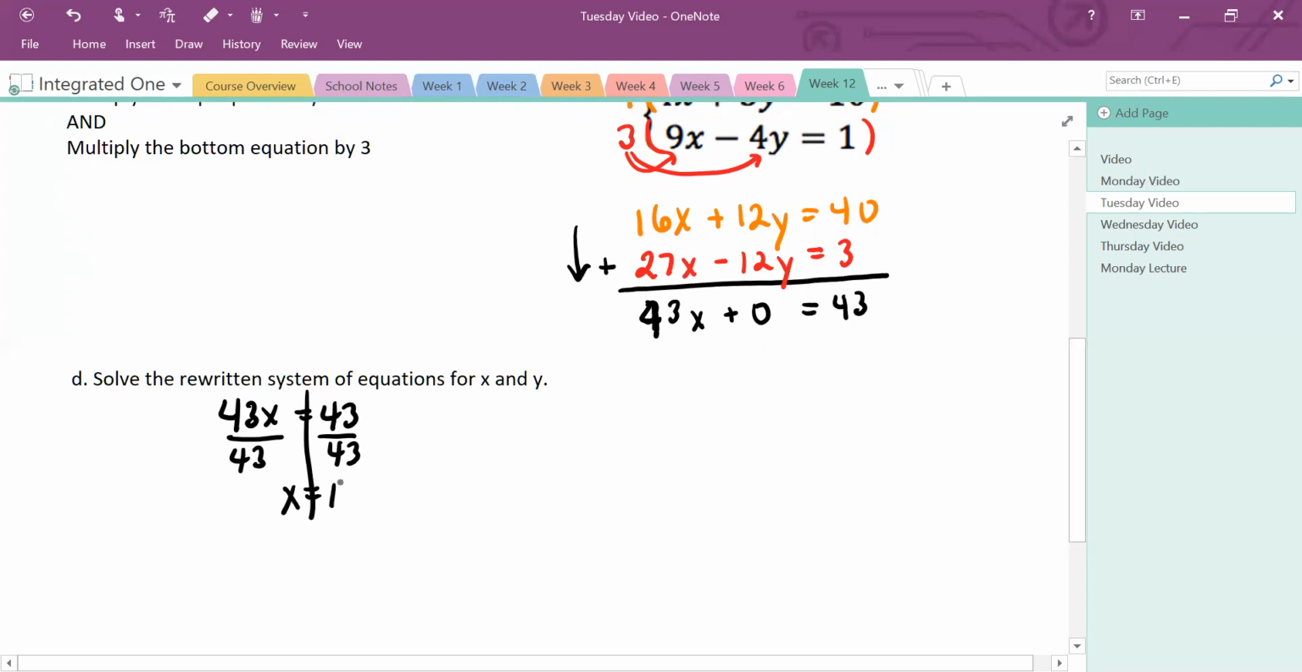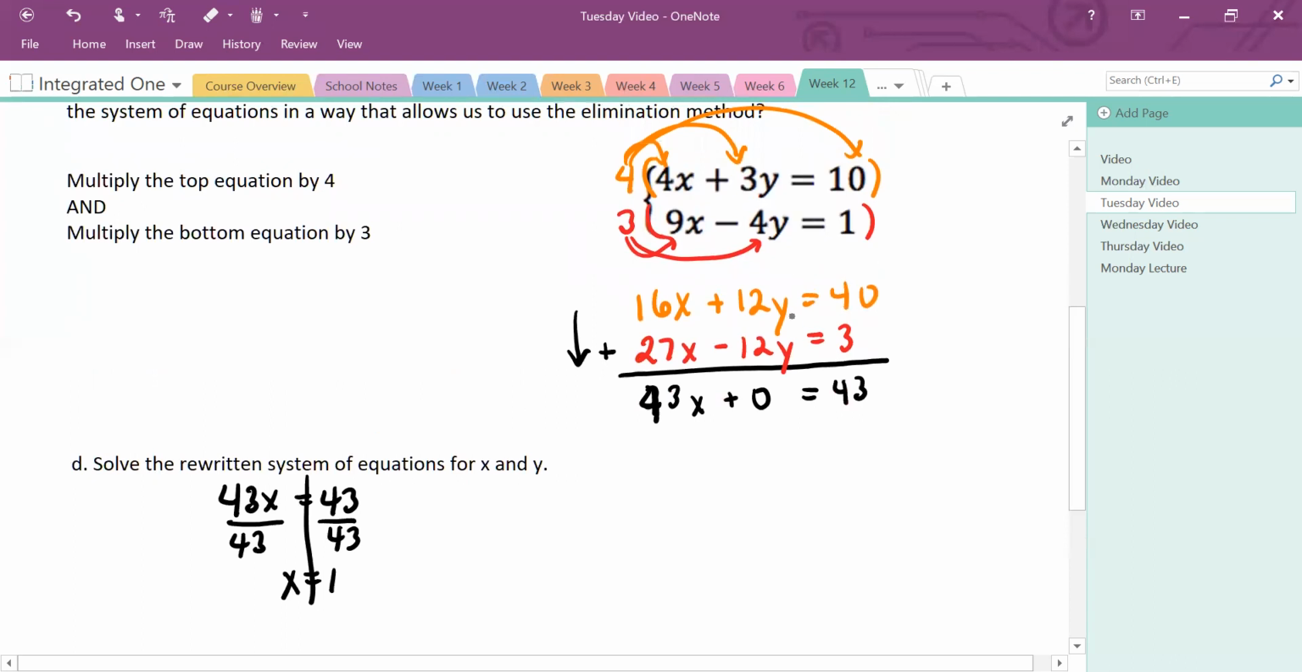Now to find y, I should be able to put x into any of these four equations, right? Because remember, these two original equations were just multiplied consistently on both sides of the equal sign by a number. So let's do that now.